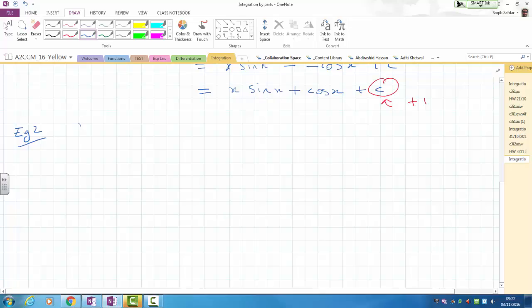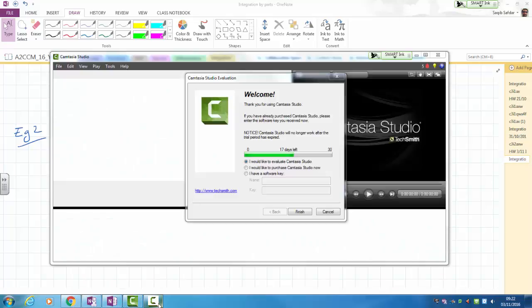This time let's integrate x ln x dx. Hands up if you want to have a go at doing this. Okay, alright. I'll give you a minute, have a go, and then we'll go for it.